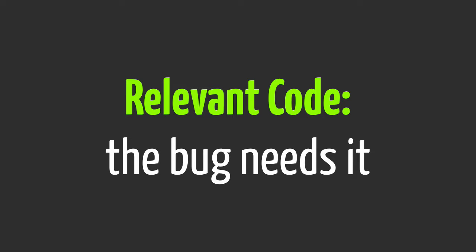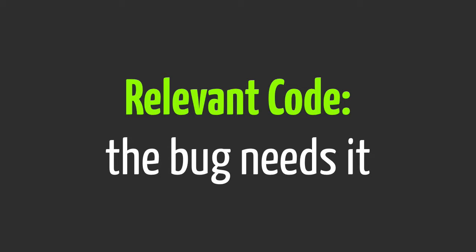To explain test case simplification, first let me define the concept of relevant code. In the context of a bug, relevant code is any code whose presence is required in order for the bug to exist in its current form. Removing relevant code makes the bug go away.